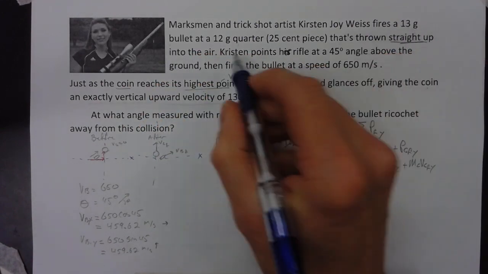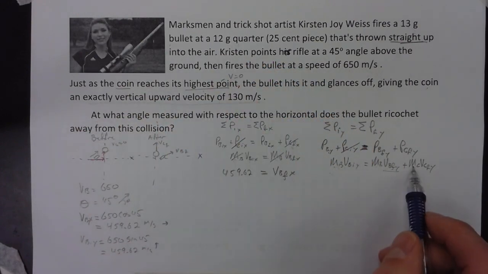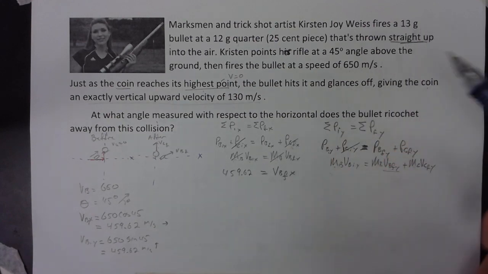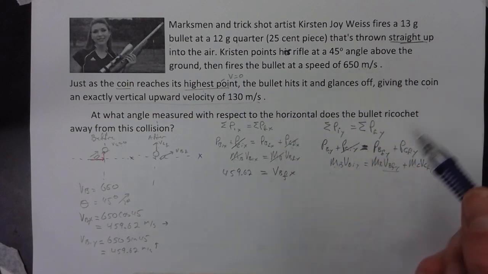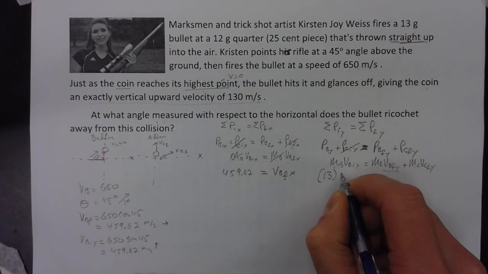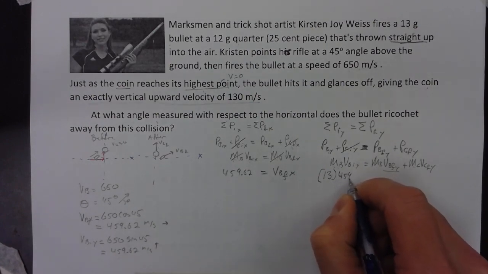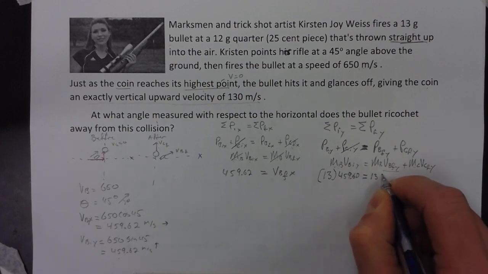So the bullet's mass is 13. We can leave everything as grams. All the masses should have the same unit, and then they'll cancel out nicely. There's no need to convert unless you're asked to. And the velocities need to be all the same units, and they are, so that's going to be okay. So we can use 13 grams. That y velocity is over here, 459.62. And that's going to equal 13 times the velocity of that bullet in the y direction.